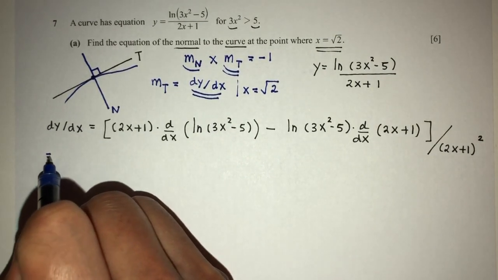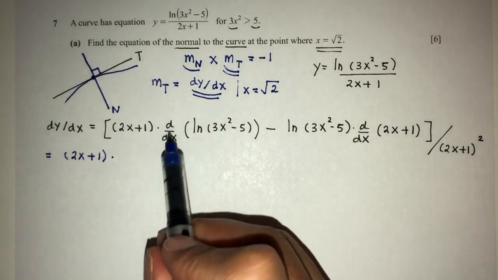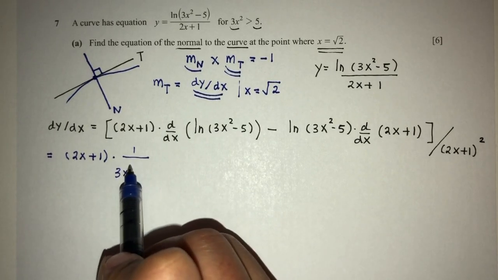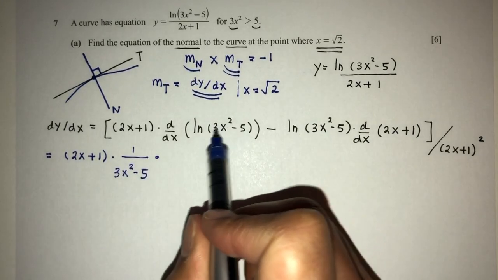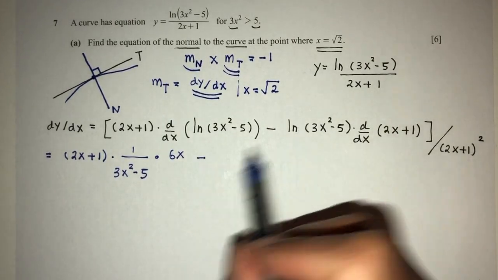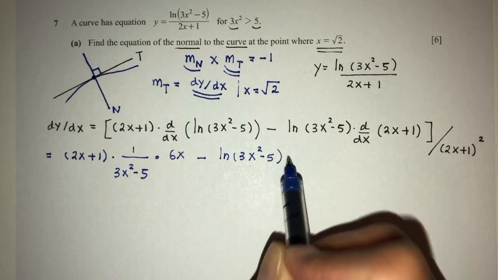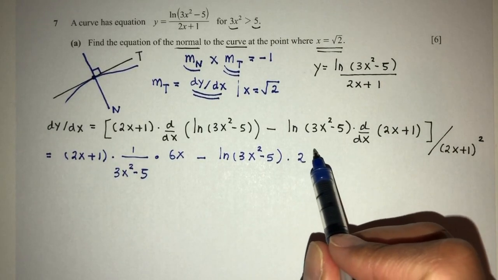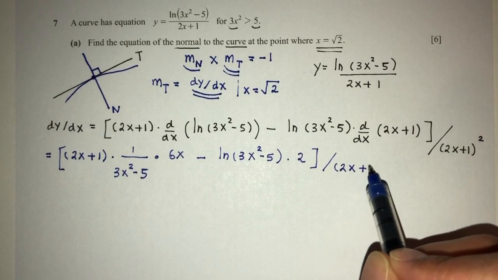So now 2x plus 1 remains the same. d by dx of this one will give me 1 over 3x squared minus 5. Now multiply by d by dx of the value inside, that will give you 6x, right? Then minus, this will be the same, ln of 3x squared minus 5 multiplied by d by dx of the value inside, that will become 2, and then everything divided by 2x plus 1 squared.